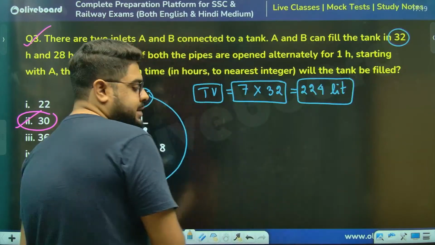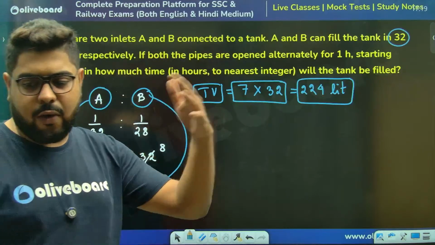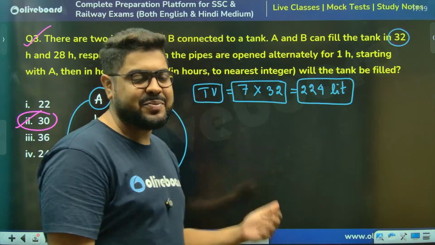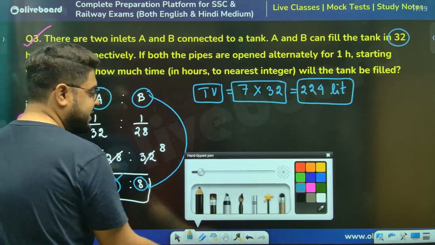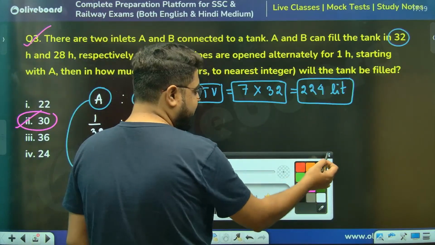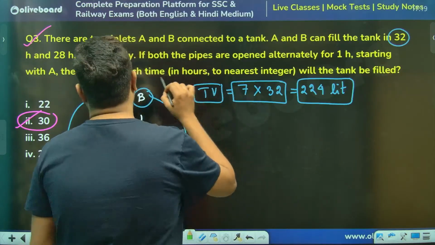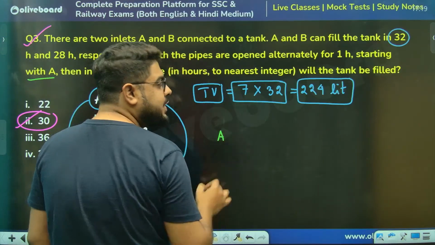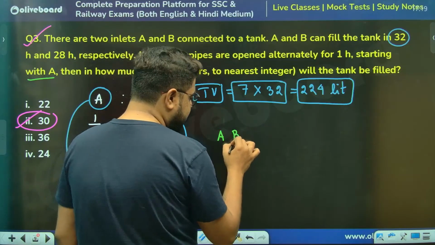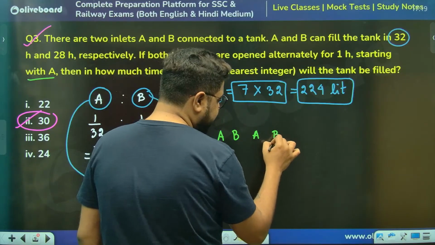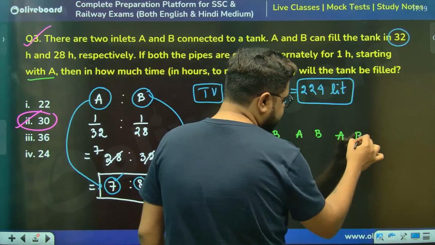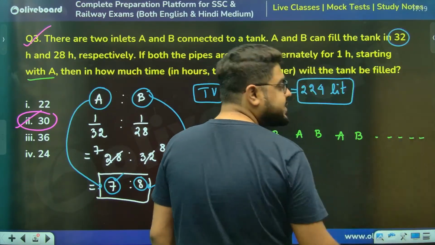Now the alternate thing starts. Ashish is also saying 30. Let's see. So alternate, starting with A. A will be filling the first hour, then B, then again A, then again B, then again A, then again B, and it will continue like this.